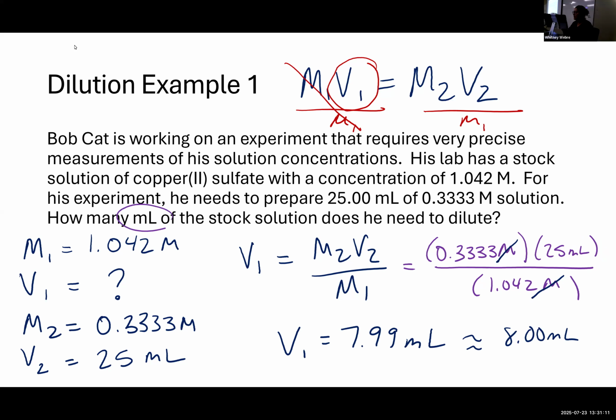And when I read the problem again, it does ask for milliliters, and that's why I did not waste my time converting it to liters. So whatever volume I'm looking for, I'm just going to have those units in there to save me some time. But I got practically 8 milliliters.